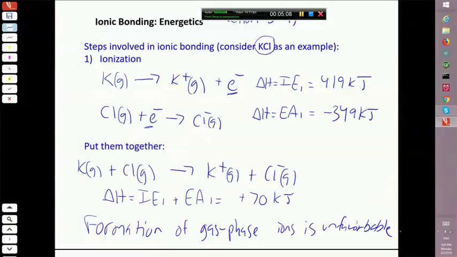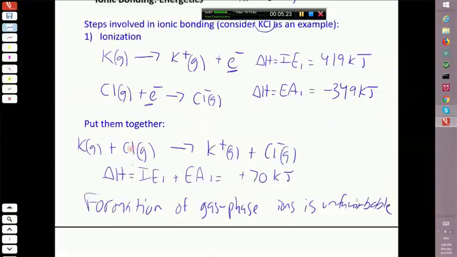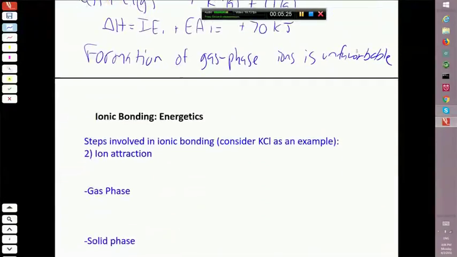All right, so it's unfavorable to form these gas phase ions. So then the question becomes, why do ionic compounds form at all? If the formation of the ions requires us to put energy into the system, why do these ionic compounds form? Because we know if we mix potassium and chlorine together, they're going to form potassium chloride. So why does this happen?